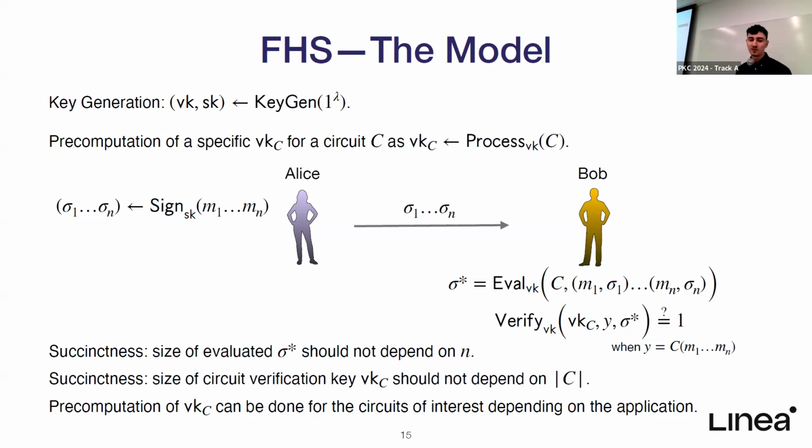And we want succinctness. Of course, we want the size of the evaluated sigma star not to be too large. Otherwise, we could just put all the original signatures and verify, but that would not be very interesting. We also want the size of the verification key to be short as well, and as I said previously, it can depend on your circuit. Your circuit can be something like some machine learning algorithm that you want to run, some classifier that can be fixed, so everyone knows this verification key is what we want.